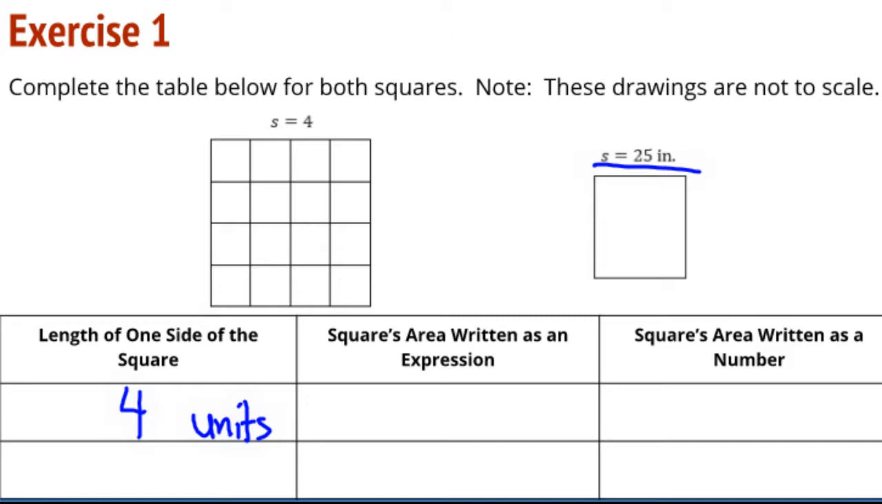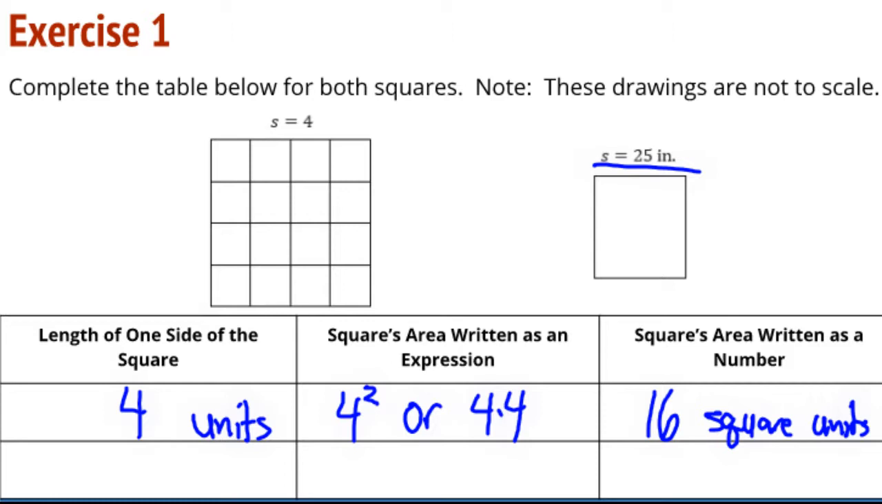The square's area would be equal to the side squared, and we know that the side is equal to 4, so 4 squared. And it does say expression, so I'm going to get rid of the A equals here. So we could have 4 squared, or we could have 4 times 4. And then the square's area written as a number. So 4 squared would be 16 square units. Like to pay attention to those labels as much as we can.